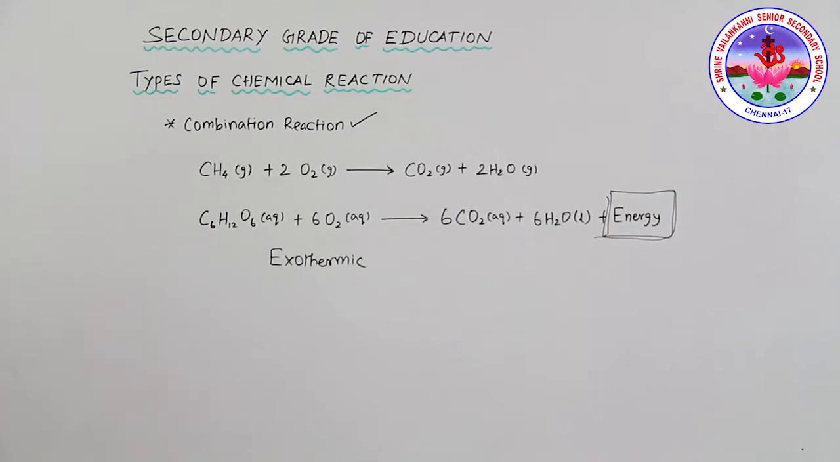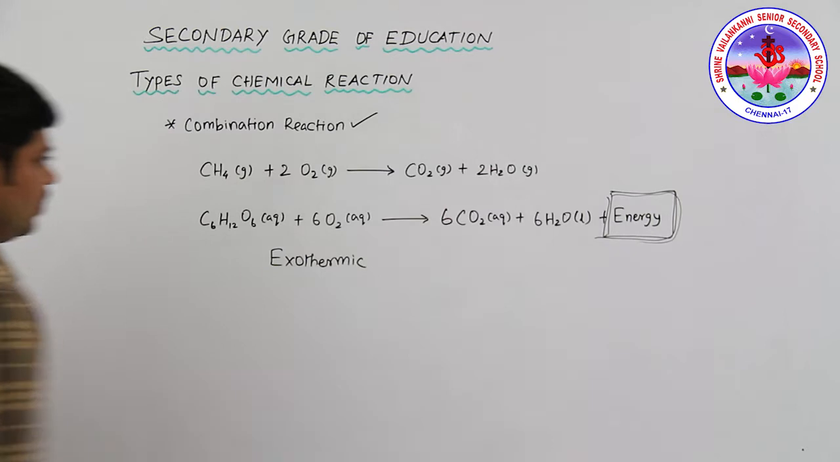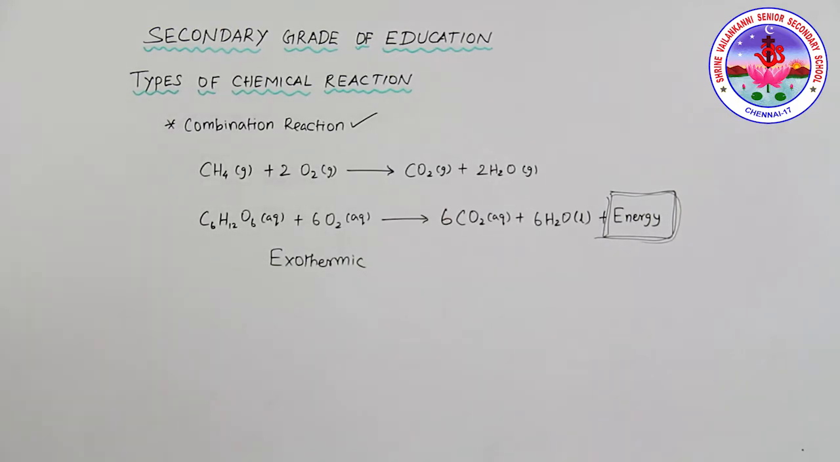These carbohydrates are broken down to form glucose, like this molecule. The glucose combines with oxygen in the cells of our body and provides energy. So this is also a combination reaction, but energy is released. So this is also called exothermic in nature. Then the decomposition of vegetable matter into compost is also an example of an exothermic reaction.